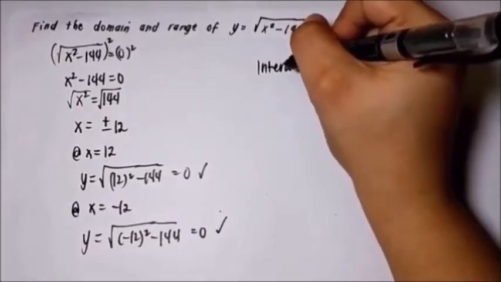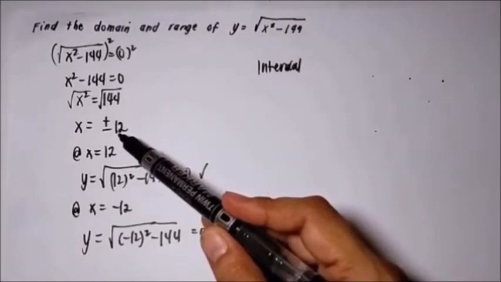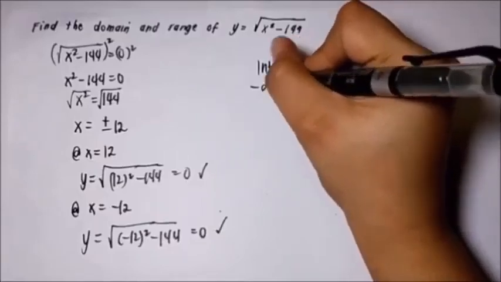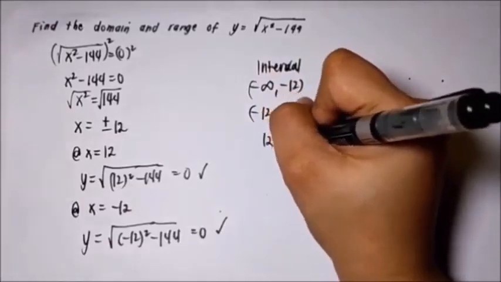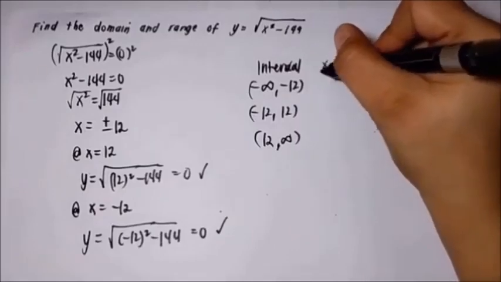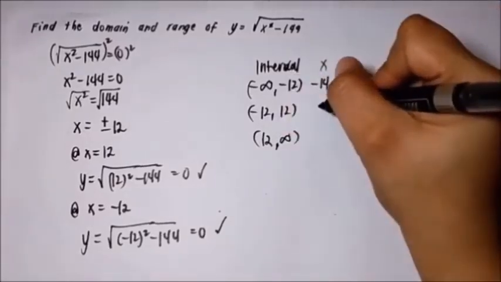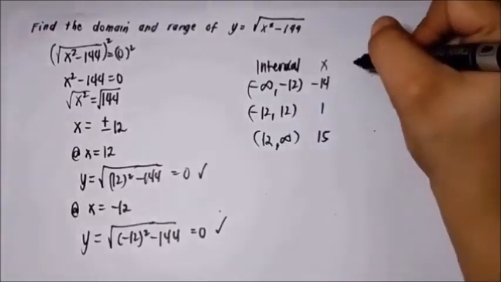Let's use the interval method, in order to know if the given interval would be the domain or not. Since the given numbers would be negative 12 and positive 12, let's have negative infinity to negative 12, negative 12 to positive 12, and positive 12 to positive infinity. And then use some values of x. So let's say this is negative 14. I'll be using 1. And then 12 to infinity, let's say that would be 15.